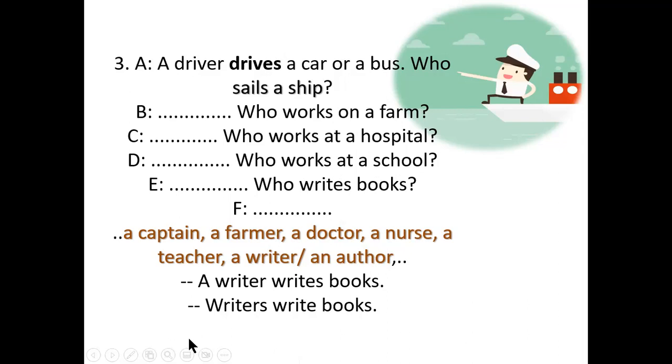This is the noun, subject, plural. When the subject is plural, the verb remains verb one, as the plain form, base form. Writers write books, but a writer writes books.